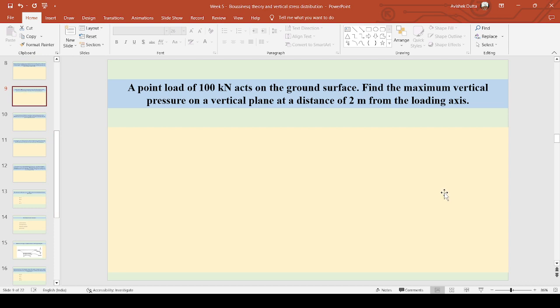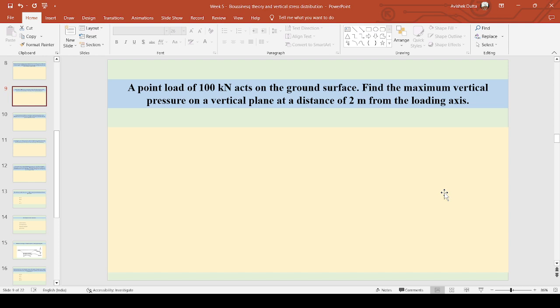A point load of 100 kilonewton magnitude acts on the ground surface. Find the maximum vertical pressure on a vertical plane at a distance of 2 meters from the axis of loading. That is radial distance of 2 meters. Now we have to find out what will be the depth at which the pressure will be maximum, and at that depth what is going to be the maximum value of vertical pressure.